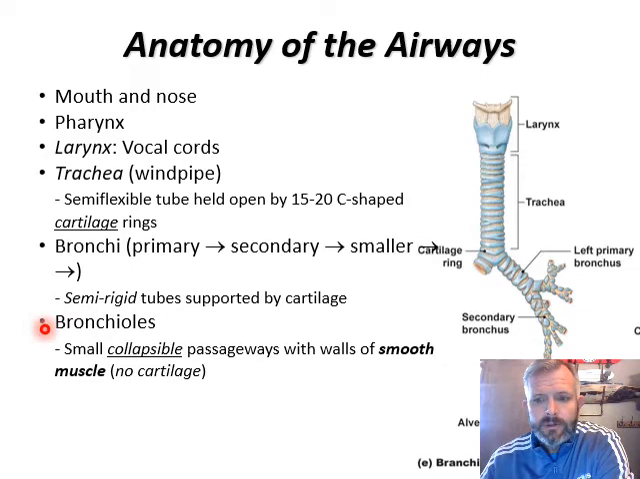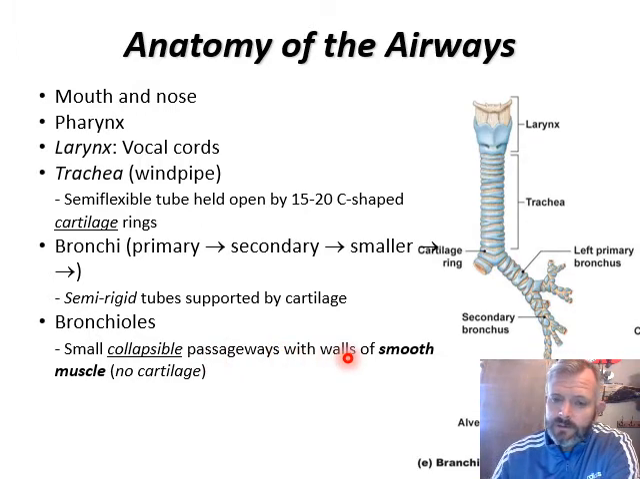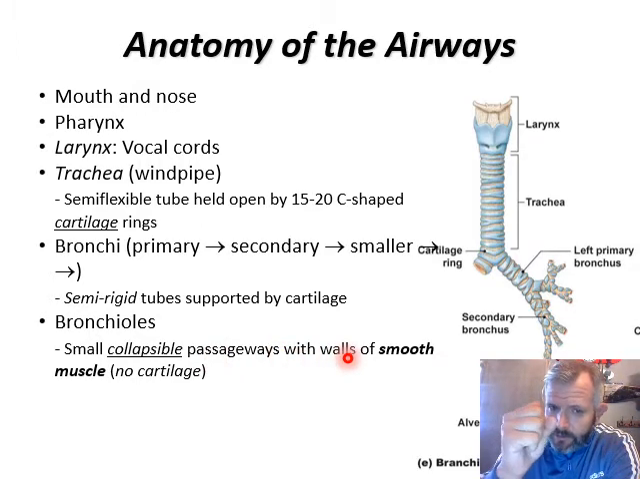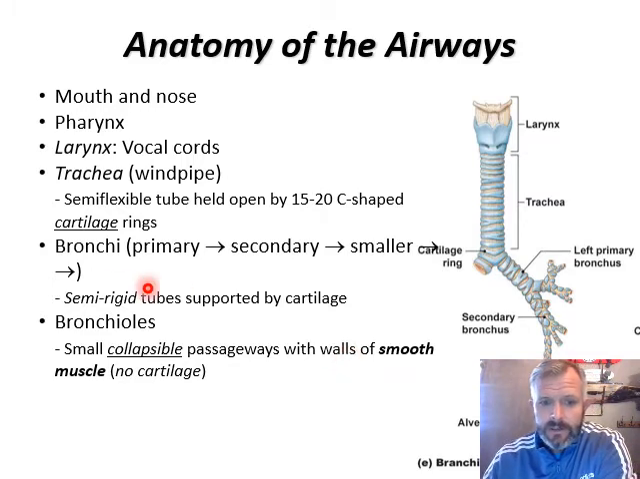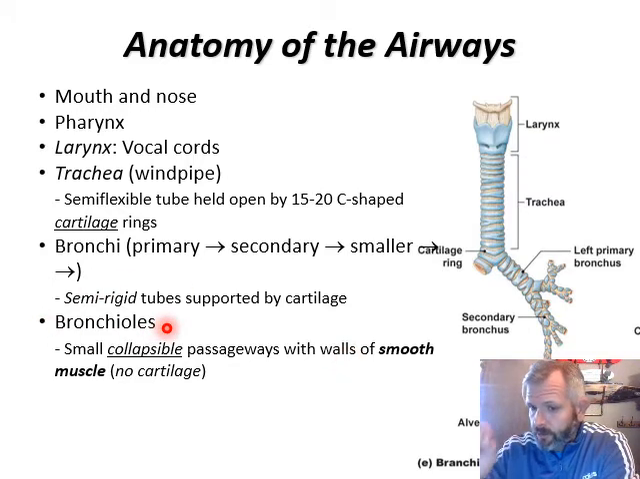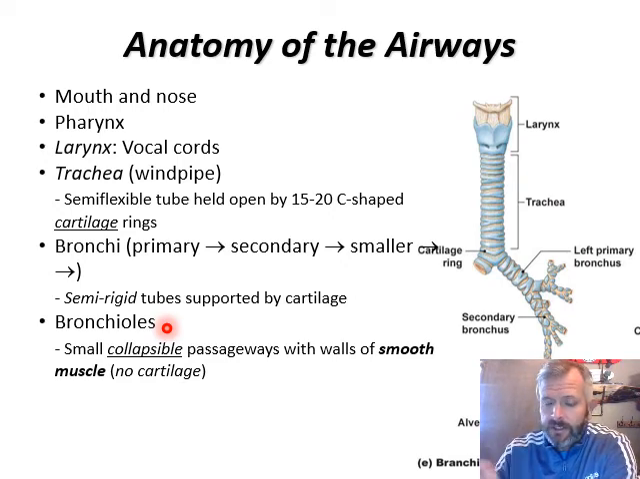When we get down to the bronchioles, these are small collapsible passages with walls of smooth muscle, kind of like our arterioles, where we got the circular shape around it. So by contracting the smooth muscle, we can get dilation or constriction of the bronchioles, similar to what we've seen in the arterioles in the cardiovascular system. And that can shunt the air, or the movement of the air, across different regions of the lungs.